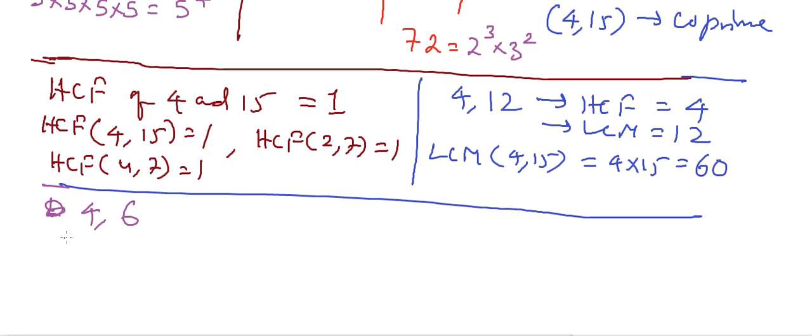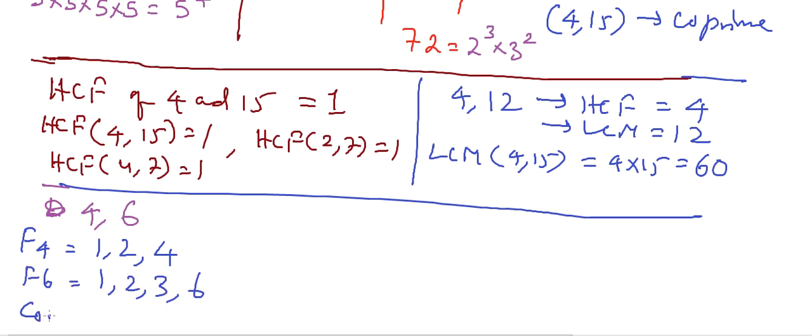Now there are different ways of finding it. One way is to list all the factors. What are the factors of 4? It's 1, 2, 4. What are the factors of 6? 1, 2, 3, 6. So what are the common factors?